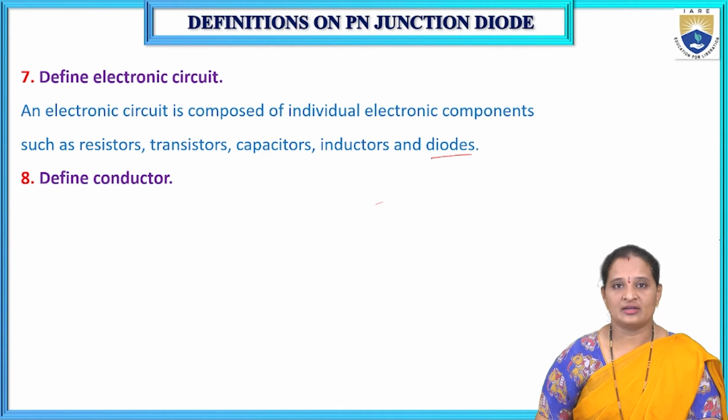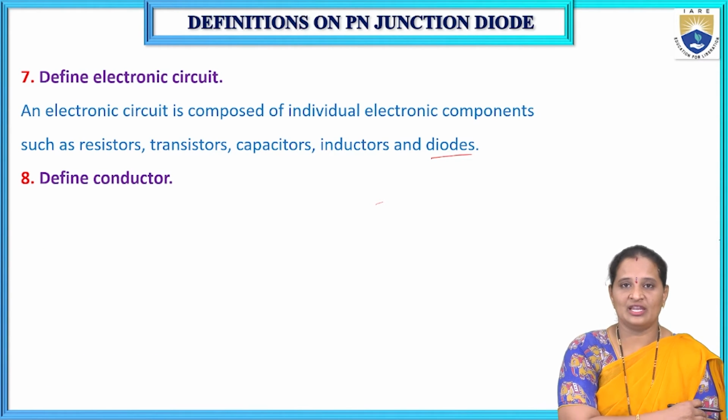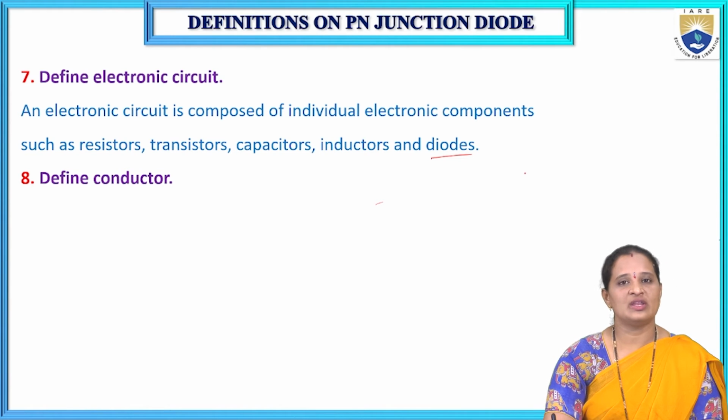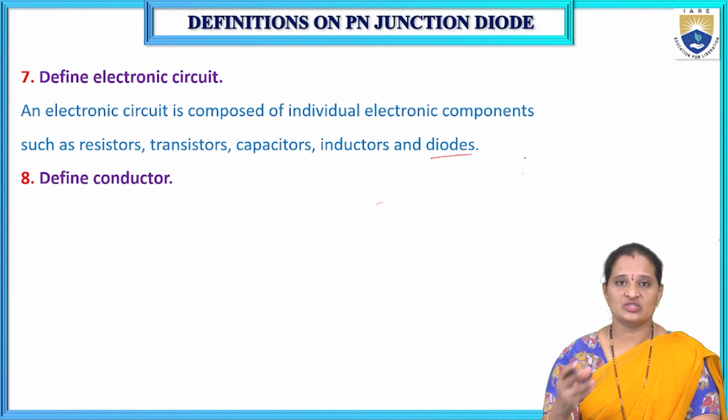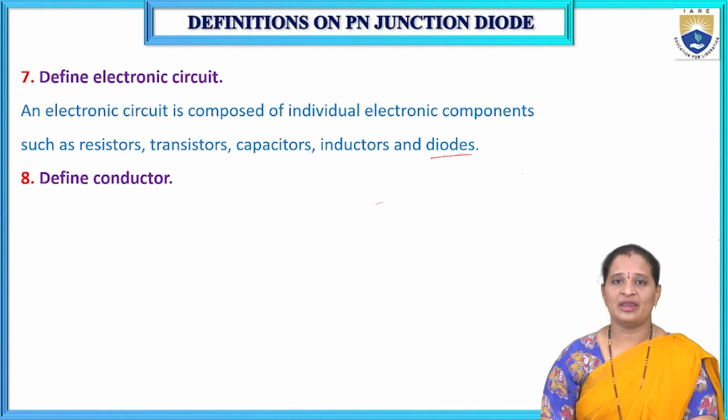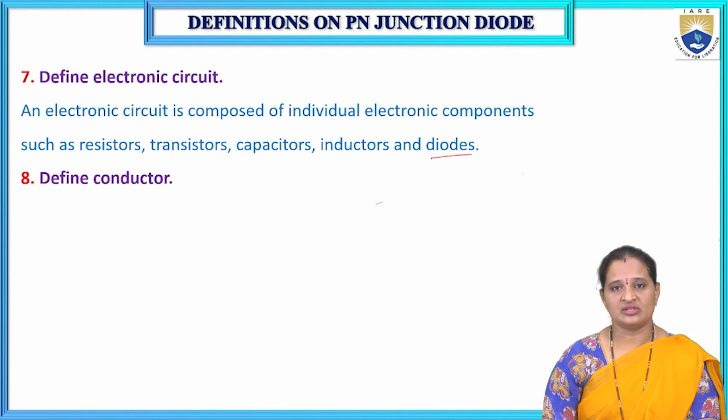Now coming to the conductor. Basically we have three types of materials. What are those? Conductors, insulators, and semiconductors. Based on the type of conductivity, or based on the amount of current that is flowing through that material, we can classify the materials into three types.